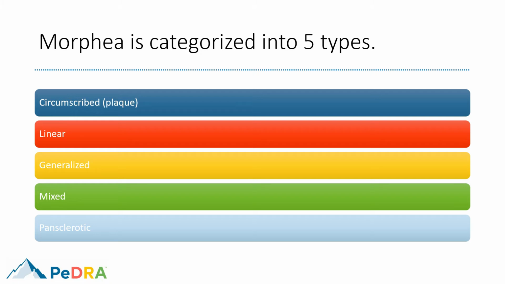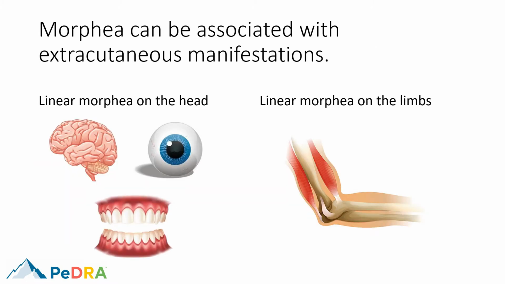Morphea is categorized into 5 types: the circumscribed type, or sometimes called plaque morphea, linear morphea, generalized morphea, mixed morphea, which includes any of the preceding types, and then pansclerotic morphea. Morphea can be associated with extracutaneous manifestations. So for example, linear morphea on the head has been known to be associated with abnormalities of the brain, eyes, as well as the dentition. Linear morphea on the limbs is known most commonly to cause abnormalities in the muscles and bones.